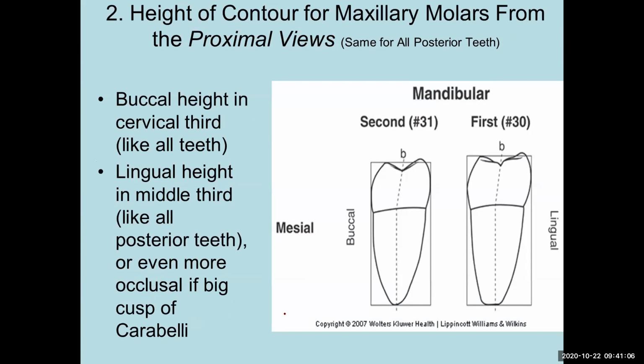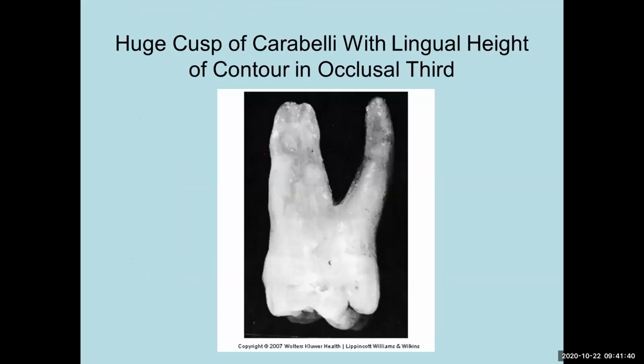Okay, so the buccal height is in the cervical third, like it is in all teeth. Buccal height, the lingual is in the middle third. Oh, I missed that. This is the buccal, and this is the lingual, because this is the cervical third. Those are your contact heights of contour.